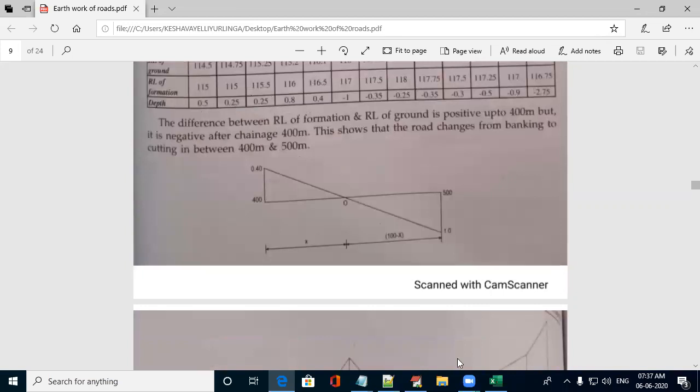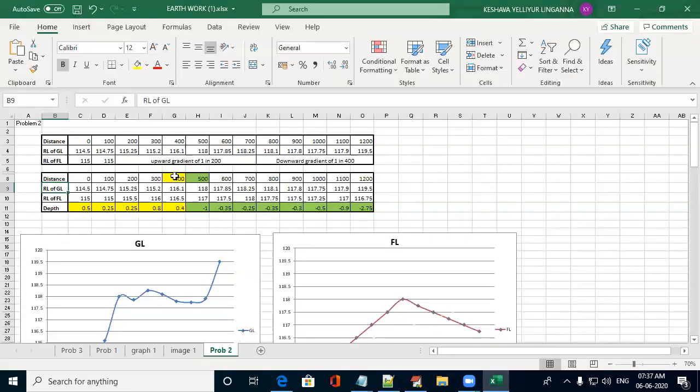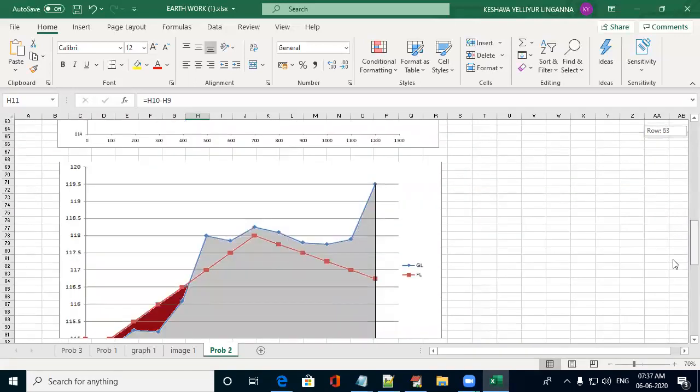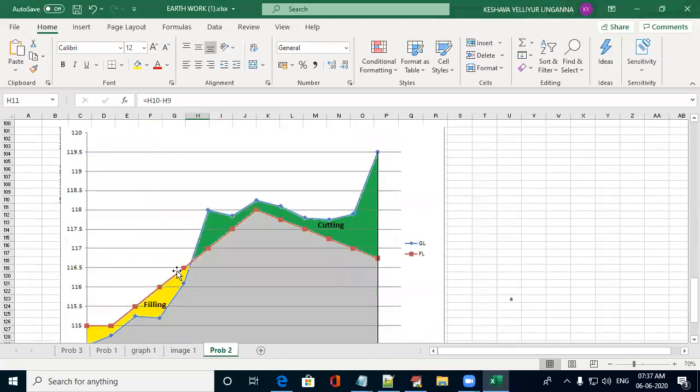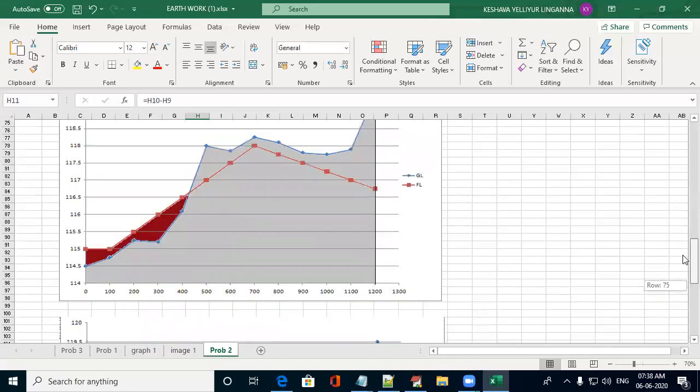you have to observe from 400 to 500. At 400, there is a depth of filling that is 0.4, and at 500, it is -1. That is, at this point there is a filling of 0.4, and at this point there is a cutting of 1 meter. At some point there is a change between cutting and filling, and at that point the depth will be 0, where it crosses from filling to cutting or cutting to filling.